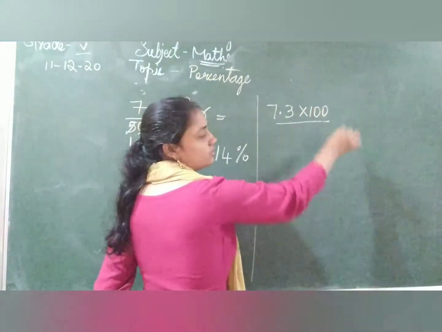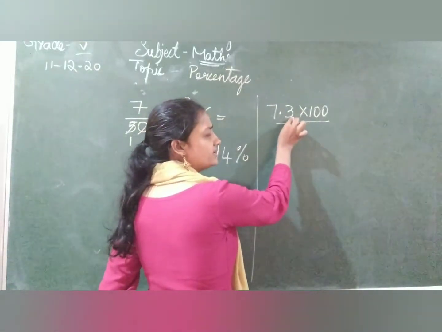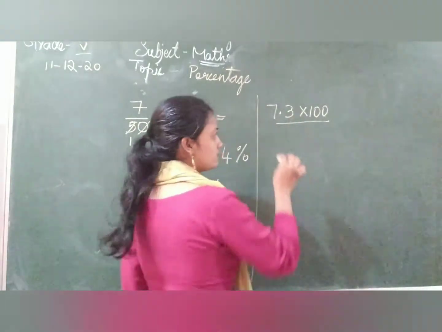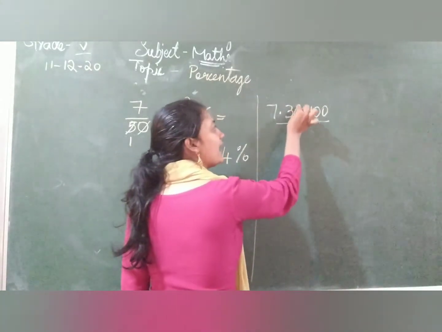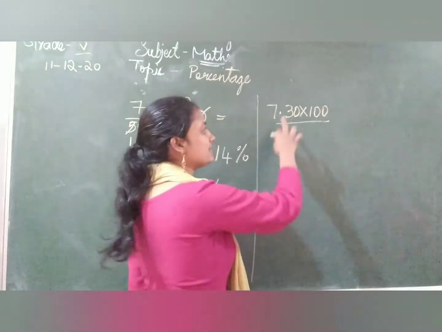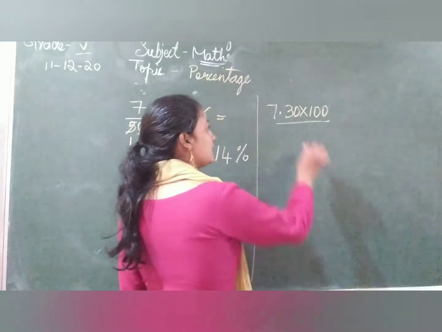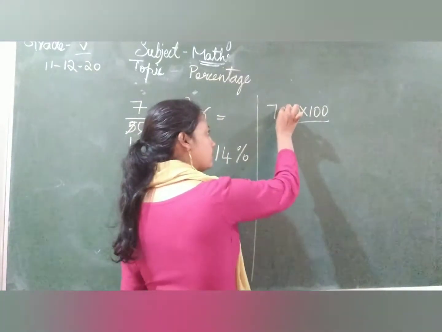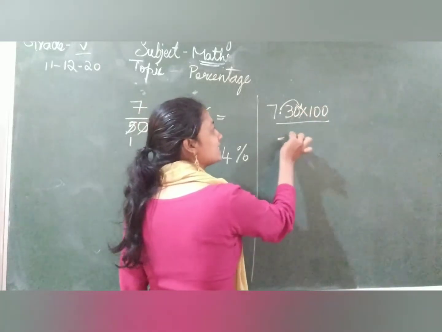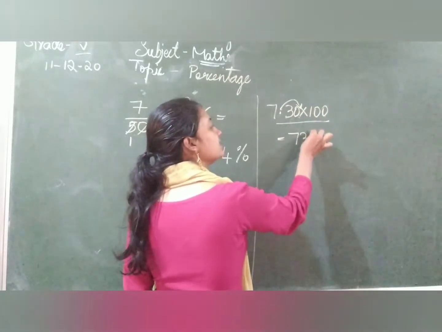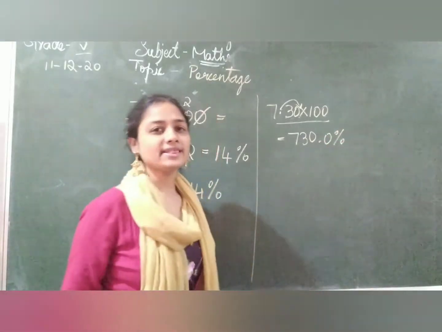There are 2 zeros. So what should I do? After the decimal point here, I should write 2 numbers. I should have 2 numbers. Because I have only one number, I will add one more zero. That makes me 2 numbers after the decimal point. Now what should I do? I should just pass my decimal point after these 2 numbers here. So my answer will be 730.0%. It's so simple, children.